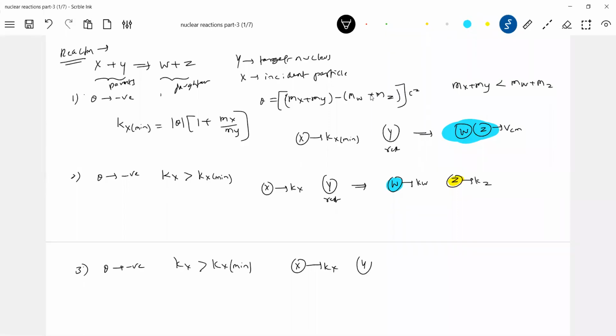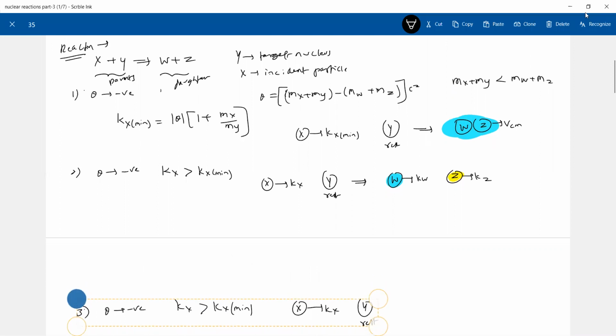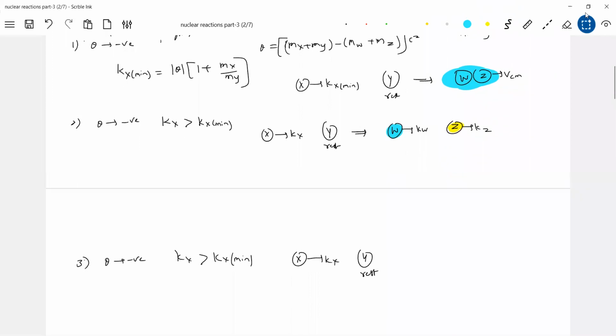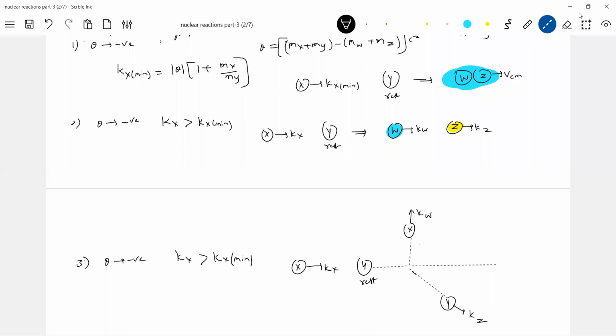Okay, now this is the nucleus at rest. There's another possibility: the collision may not be one-dimensional, may not be add-on. It can also happen. Not add-on means after collision, the W will be moving like this and the Z will be moving like this. Let me put it in systematic order. Do you remember we have done some similar problems in atomic physics? It can happen like this, and it will get deflected.